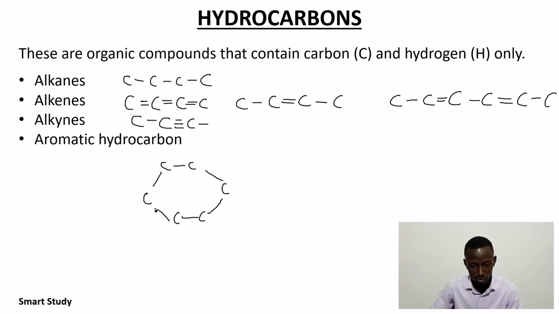So we have 1, 2, 3, 4, 5, 6. This is a benzene ring with alternating double bonds. We have a double bond, a single bond, a double bond, a single bond, a double bond, a single bond. So this is a benzene ring. There are other types of aromatic hydrocarbons as well, like naphthalene. So you can check them out and see how the structures look. So these are the four main groups into which organic hydrocarbons are classified.